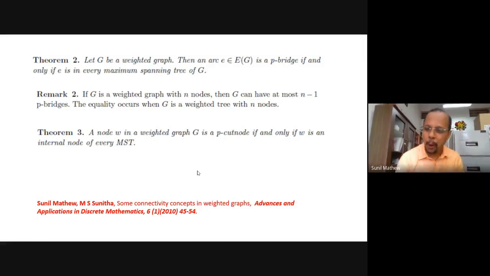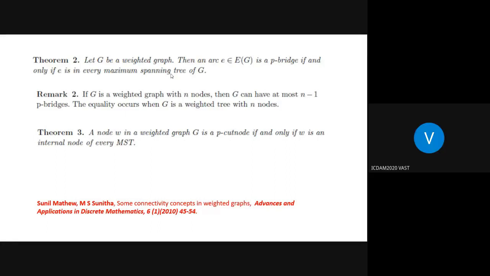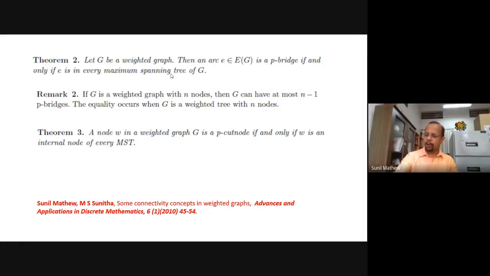Again, we can use the old classic graph theory for characterizing these types of things. An edge is a partial bridge of G if and only if it is in every maximum spanning tree of G. You know what is meant by a maximum spanning tree? There are plenty of algorithms for finding maximum spanning trees. So to say whether an edge is a partial bridge or not, just look at the whole maximum spanning tree.